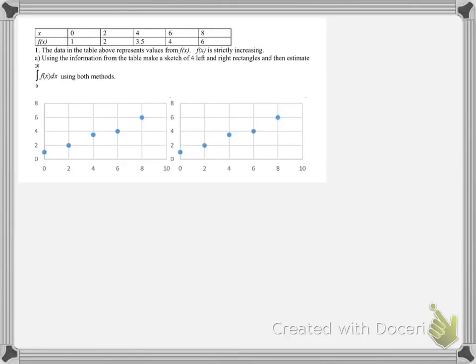So we're going to review a lot of things in this module, but the first one we're going to review is this idea of left and right Riemann rectangles as estimates of a definite integral. So in this case, we better go 0 to 8 to match the information in our table.